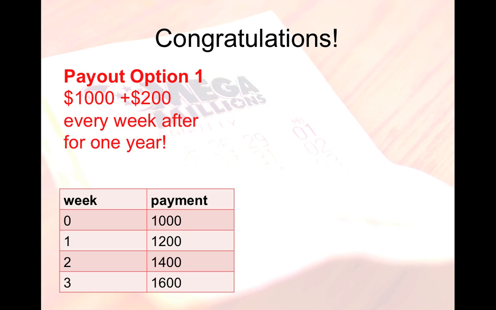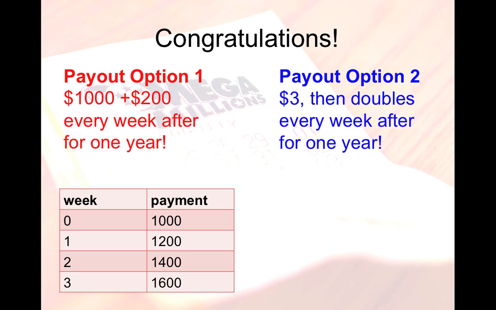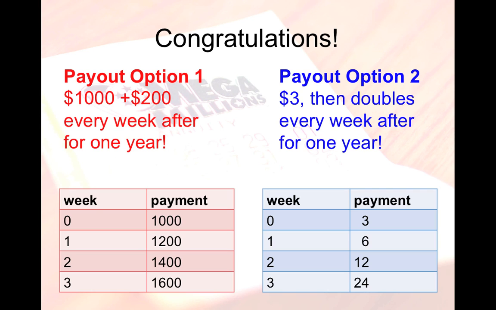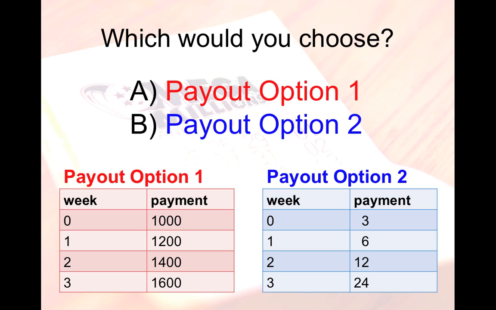With your second payout option, you'll only receive $3 the first week, but the amount you receive is going to double every week after that. So initially you'll receive $3, in the next week $6, in the next week $12, and so on. Which option would you choose? I'm not going to tell you yet which one is better. But it certainly looks like, at least in the beginning, you're getting more money with option 1.